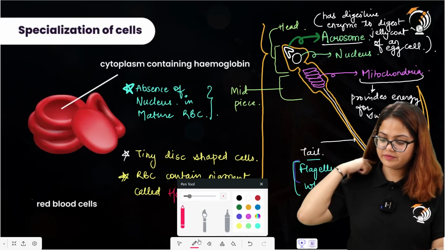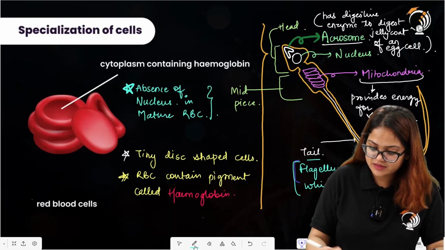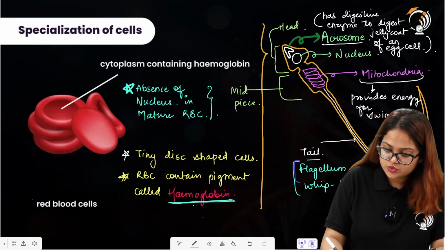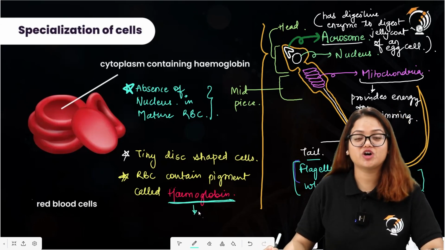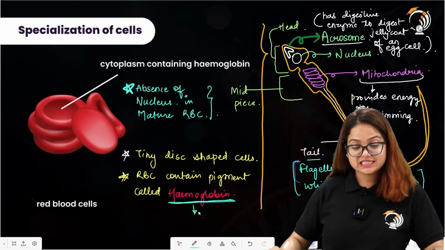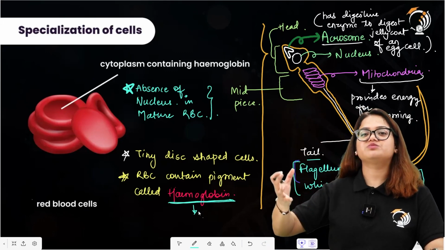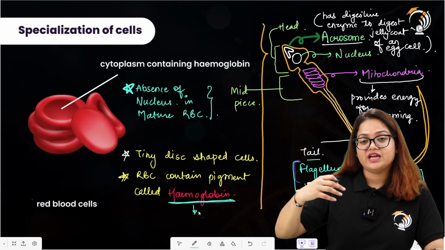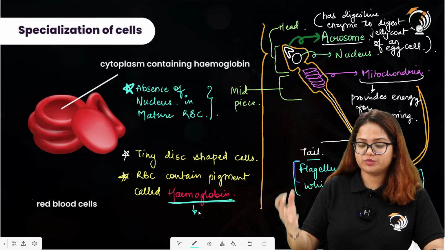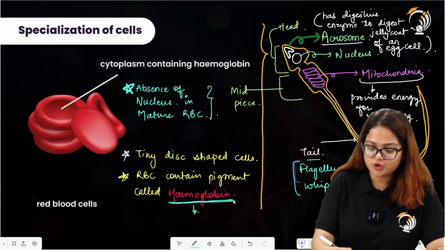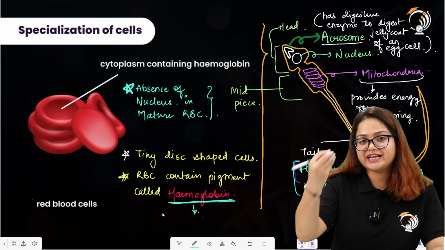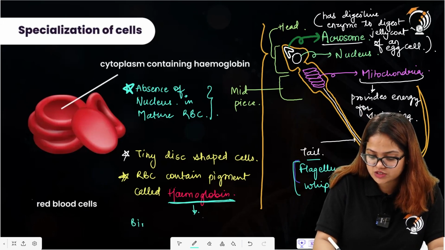Now this pigment enables the RBC to perform the function of transportation of oxygen throughout the body, since these hemoglobin bind to oxygen molecules and carry them along the whole human body. So we have hemoglobin that performs the function of transportation of oxygen by binding to them.